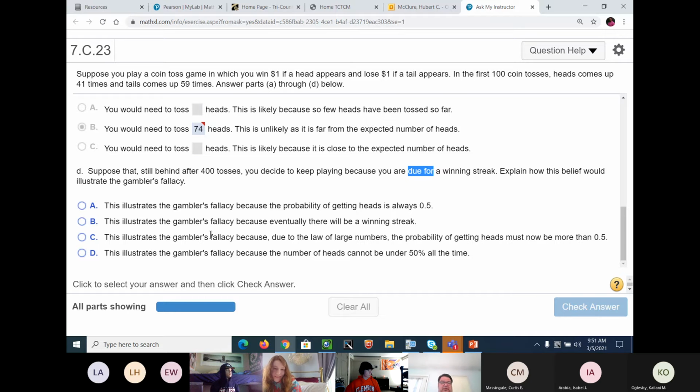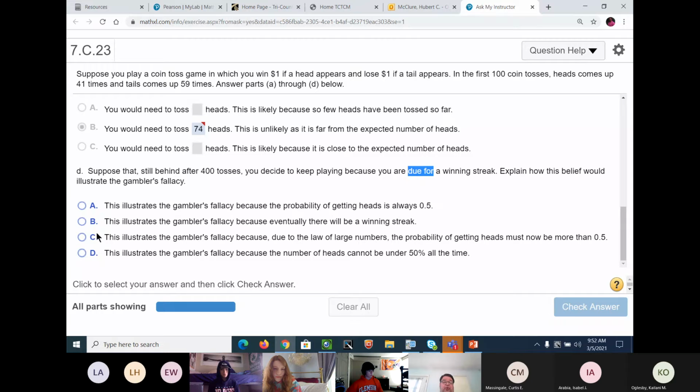This illustrates a gambler's fallacy because due to the law of large numbers, the probability of getting heads must now be more. No. This illustrates the gambler's fallacy because the number of heads cannot be under 50% all the time. I have no earthly idea which one the answer is. I'm going to be honest with you.